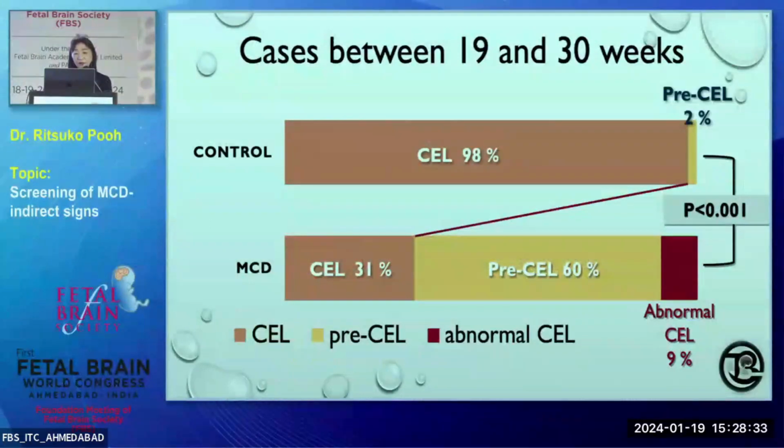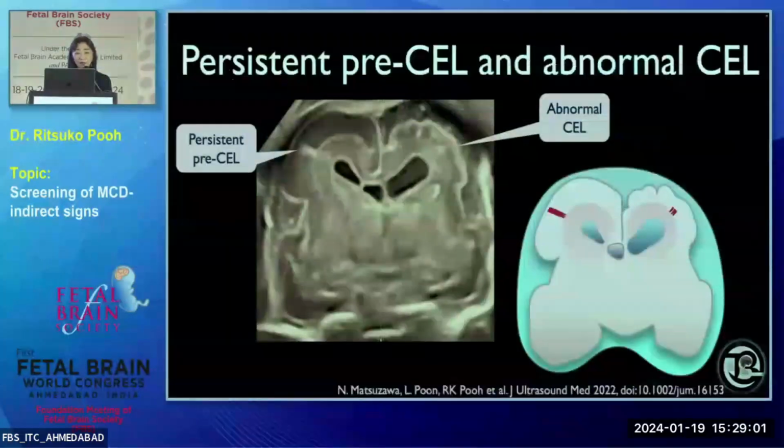Now, we compare the control and MCD groups, and CEL is seen in 98% in the control group, while 31% in the MCD group, and pre-CEL was 60% in the MCD group, while only 2% in the control group. In addition, abnormal CEL is seen only in the MCD group. And what is abnormal? Sometimes a persistent pre-CEL, or an abnormal CEL like this.